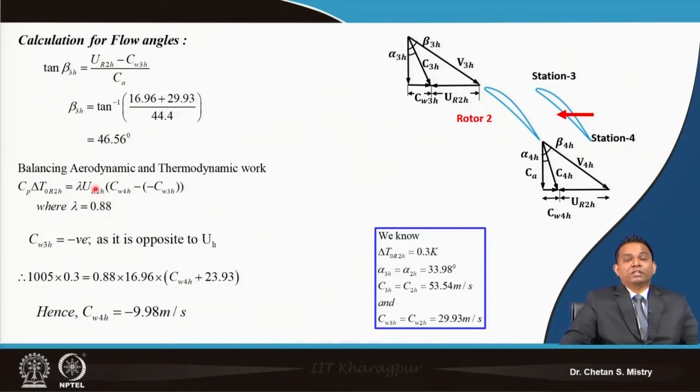Here in this case we need to be very careful. My work done factor here I have taken as 0.88. For my rotor 1 we considered 0.98, and here it is 0.88. This is based on what we have discussed in our earlier class. That gives me my CW4 as minus 9.98 meter per second. So with the minus sign, you need to be very careful about what my angle and direction will be. Accordingly, you need to modify your triangles.